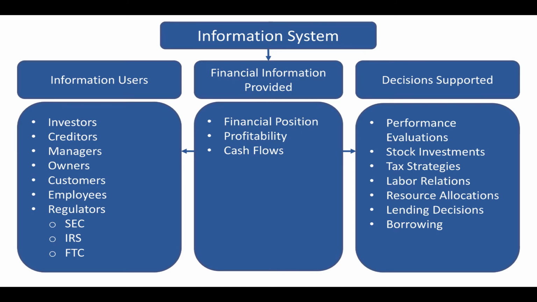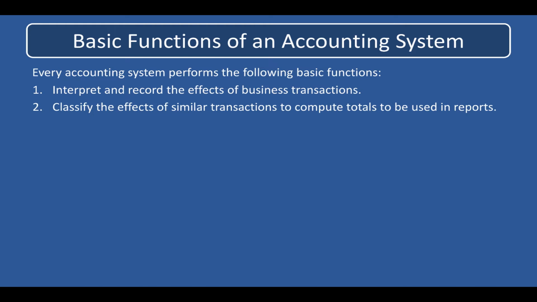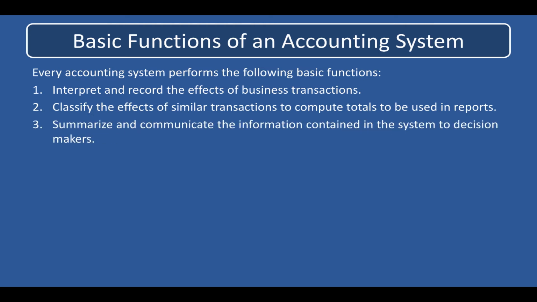These relationships are consistent with what we have already learned, namely, that accounting information is intended to be useful for decision-making purposes. Every accounting system performs the following basic functions: interpret and record the effects of business transactions, classify the effects of similar transactions to compute totals to be used in reports, and summarize and communicate the information contained in the system to decision makers. The differences in accounting systems arise primarily in the manner, frequency, and speed with which these functions are performed. In our illustrations, we often assume the use of a simple manual accounting system.